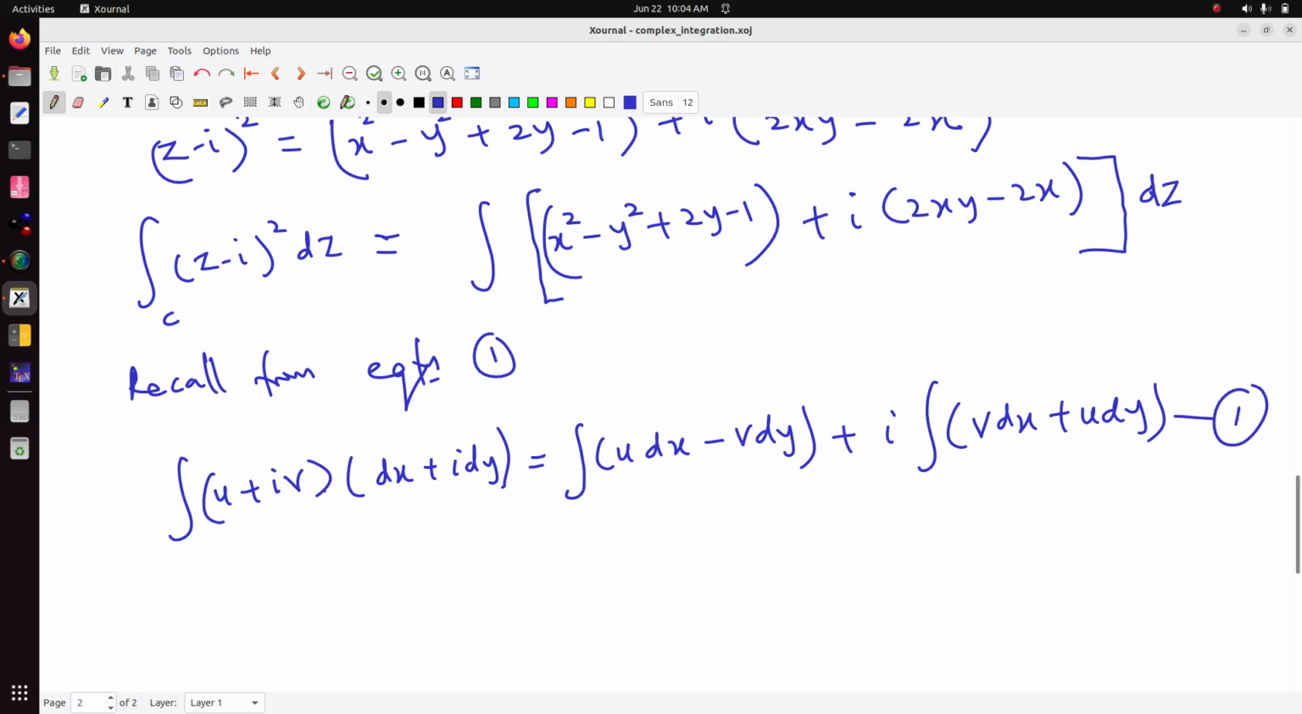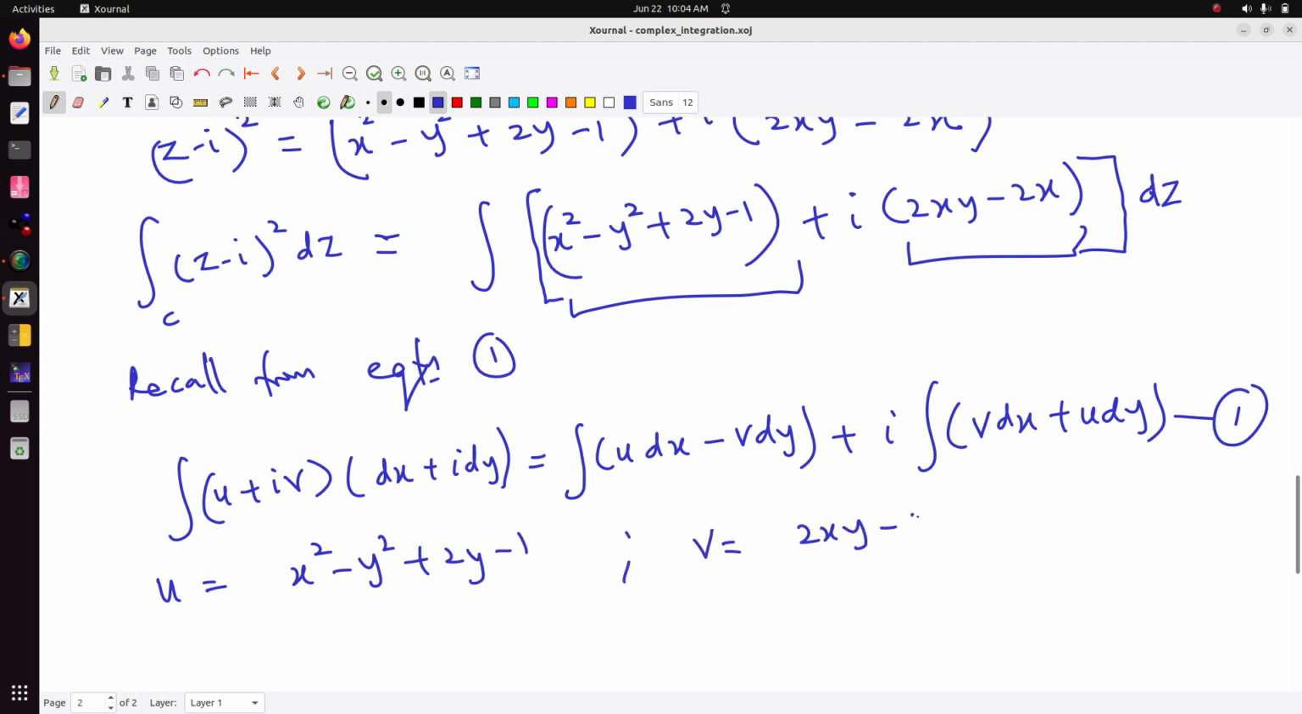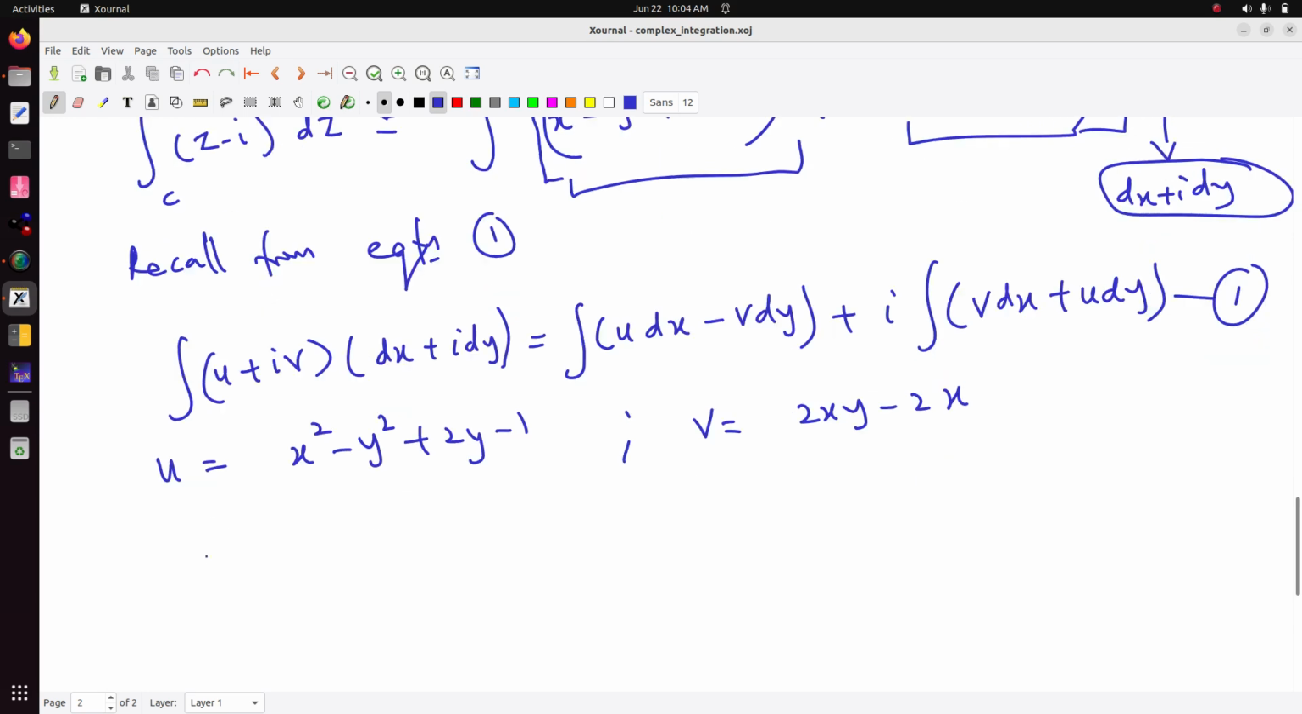Okay, so I've rewritten it. Now, in our case, this is u and this is v. So u is x squared minus y squared plus 2y minus 1, and v is 2xy minus 2x. And dz is dx plus i dy. So we now substitute into equation 1.